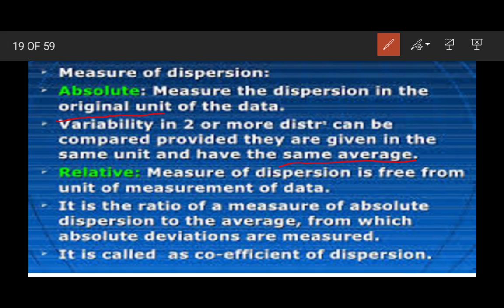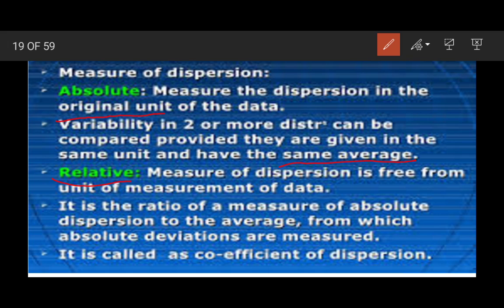And practically this is not possible. If there are two sets of data, then definitely they will not have the same average or same units. So here comes the next measure of dispersion, and that is known as the relative measure of dispersion.